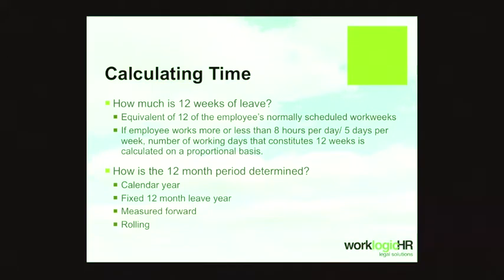This is critical. How's the 12 months determined? There are 4 different ways, and by default, if you don't pick one, it's calendar year, which means someone can take 12 weeks at the end of the year and then 12 weeks at the beginning. Most, if not all, of my clients use the rolling calendar looking backward. So at any point somebody asks for medical leave under the FMLA, we just look back 12 months and we see how much they've used. That's the easiest way to do it.